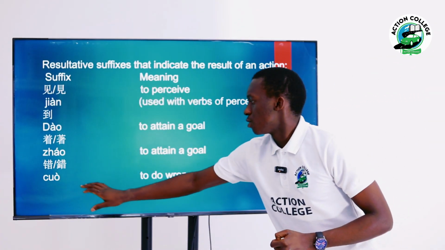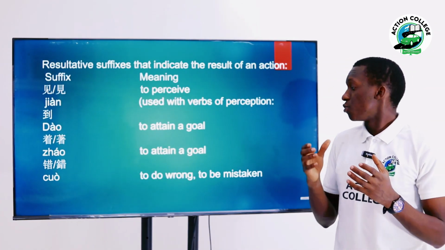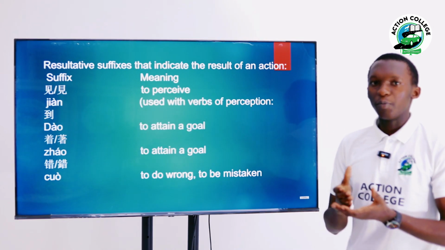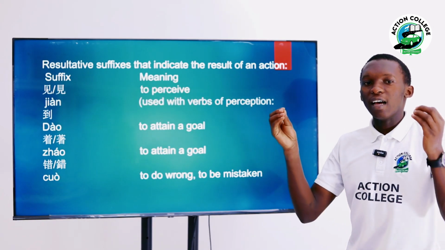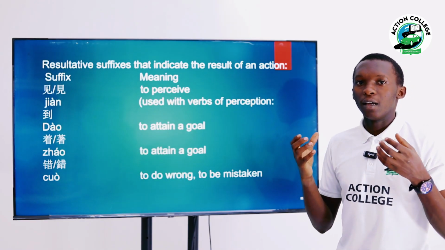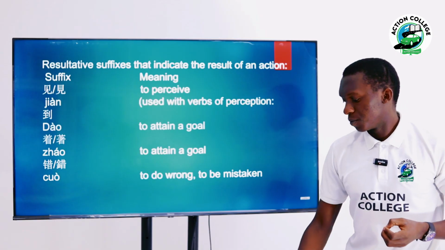So the other is cuo. Actually cuo is to do wrong or to be mistaken. If you take a stative verb plus cuo, you'll be meaning that the action indicated by the stative verb is done in a bad manner or is done wrongly.